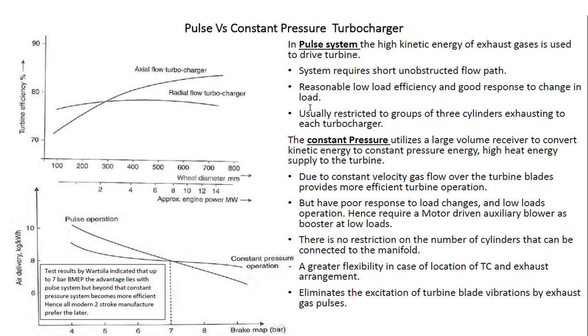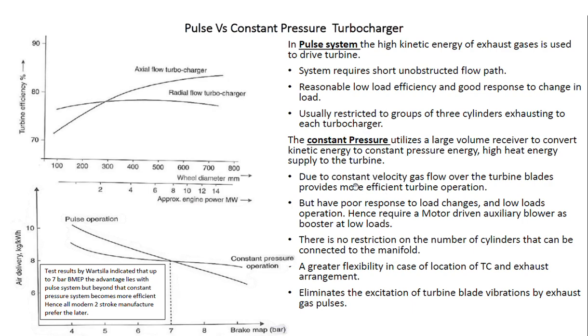Now when we talk about these things, the system requires a short, unobstructed flow path. It has reasonable low load efficiency and good response to change in the load, and is usually restricted to a group of three cylinders exhausting to each turbocharger. So this is all about the pulse type turbocharger.